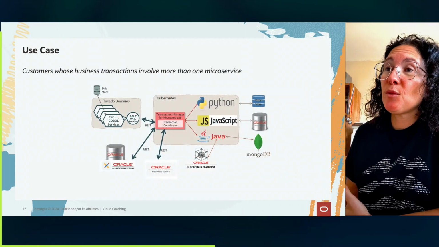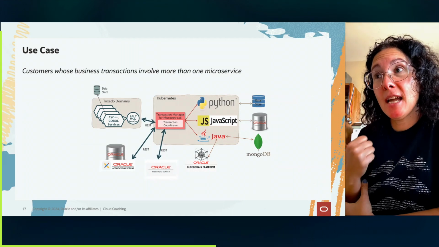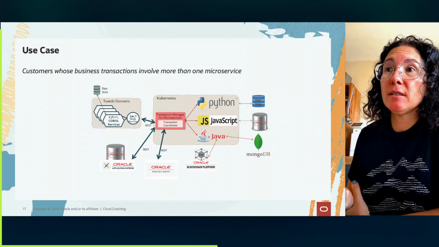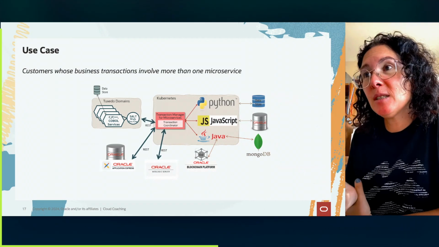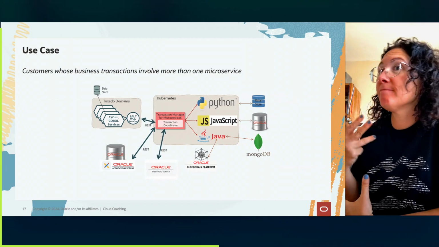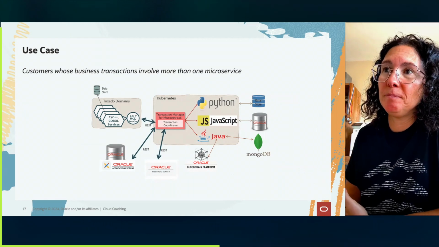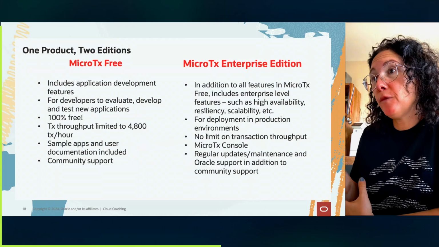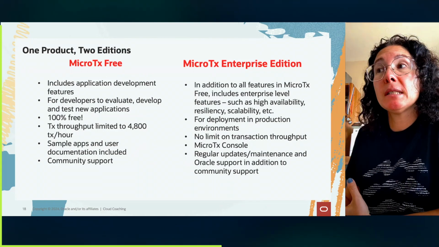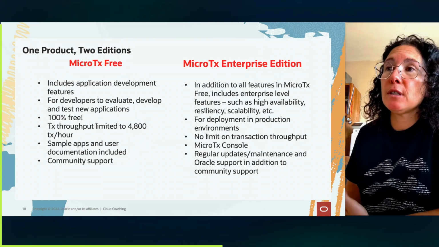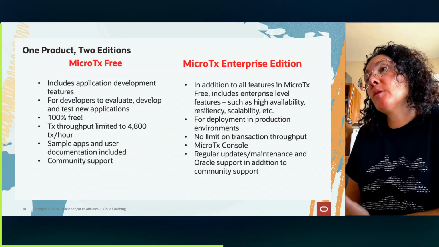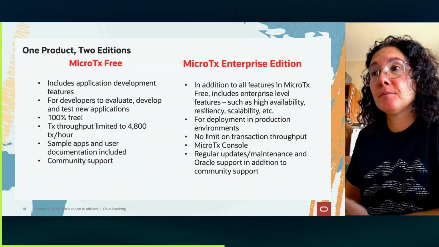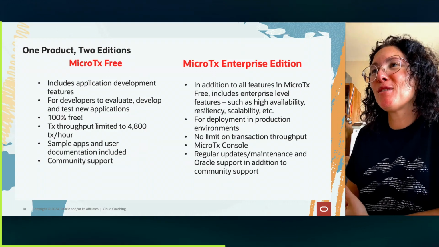And it even supports transactions spanning ORDS and Apex applications, RESTful applications deployed on WebLogic, Tuxedo services written in C++ or COBOL, or even our blockchain platform. MicroTx comes in 2 flavors. The Enterprise Edition was launched mid-December, and it offers additional enterprise-level features for deployments in production. For example, no limit on transaction throughput. And of course, it comes with Oracle support on top of it.